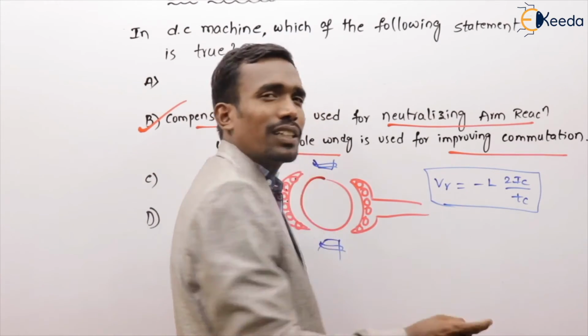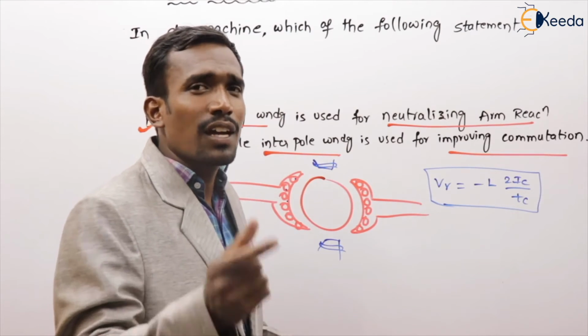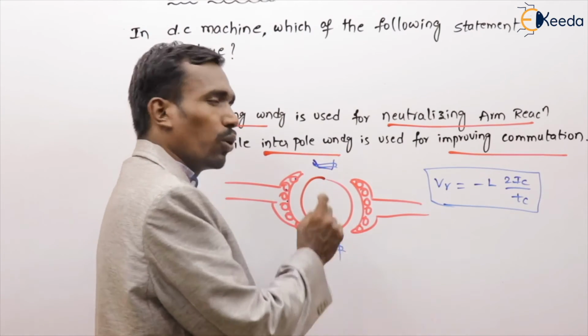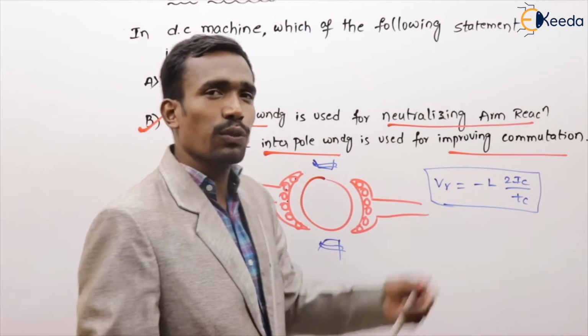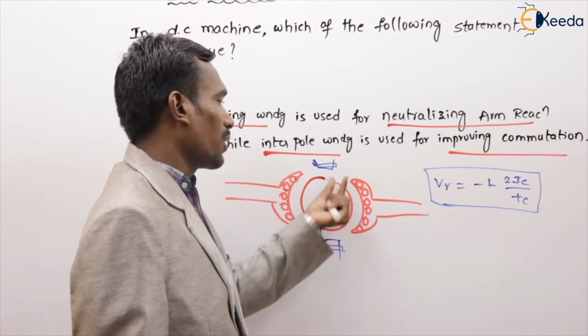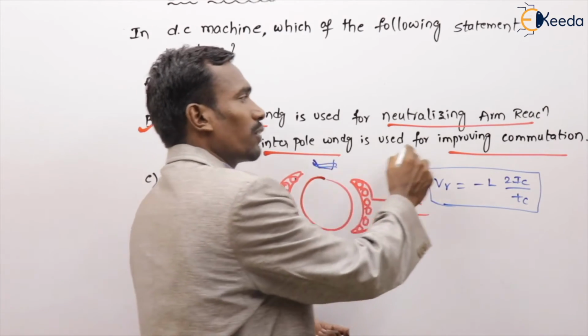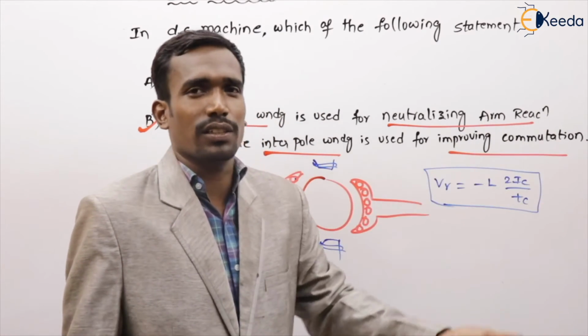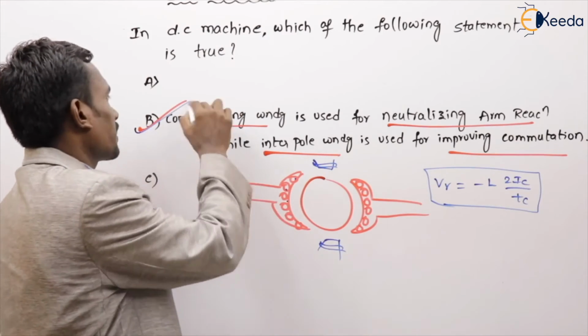This reactance voltage is nullified by the flux which is produced by the interpoles, by this interpolar winding. So that's why the interpolar winding is used to improve the commutation. So this is the 100% correct answer.